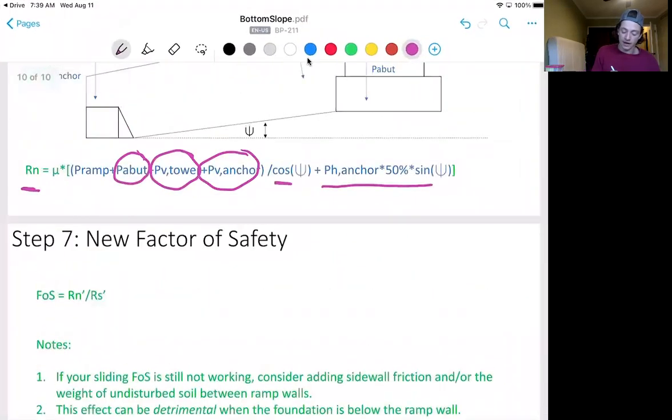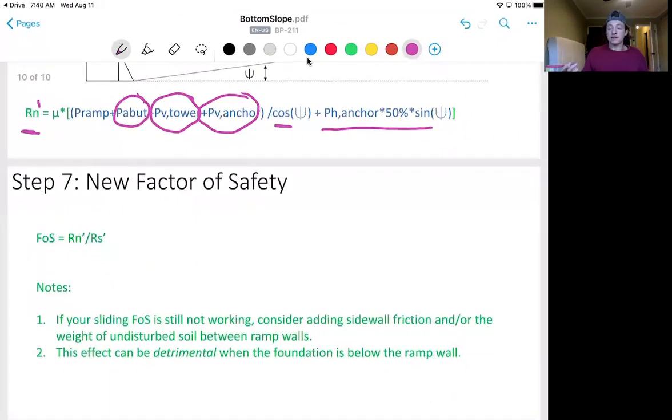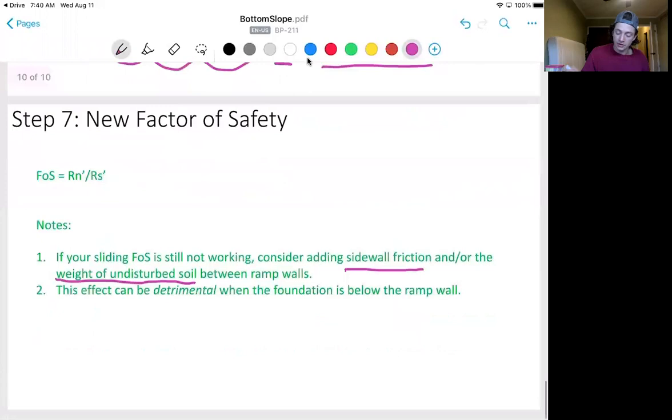So our new factor of safety can be found just by that Rn prime divided by Rs prime, our resisting forces over our reaction force. And just a note here, if your sliding factor of safety is still not working, remember to consider some of the other things we've already talked about in this module, adding sidewall friction, and the weight of undisturbed soil between the ramp walls. And also know this effect can be detrimental when the foundation is below the ramp wall. And this will transition us into the next section.